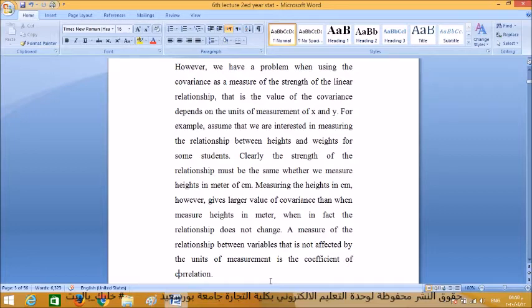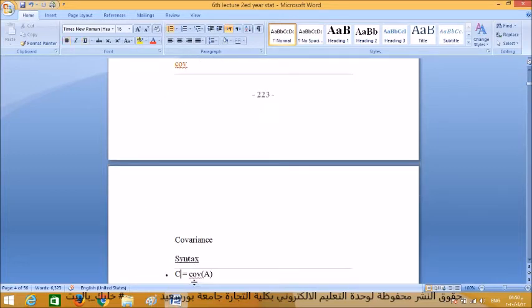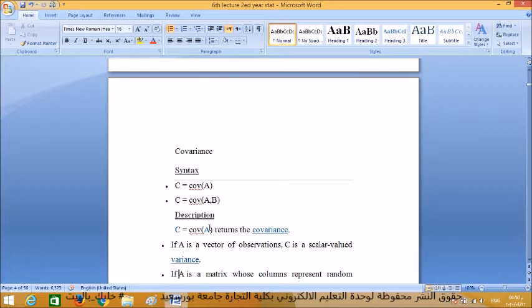Okay, the function cov means covariance. The syntax: we have two syntaxes: C equals cov of A, or C equals cov of A and B. C equals cov of A returns the covariance. If A is a vector of observations, C is a scalar, the variance.